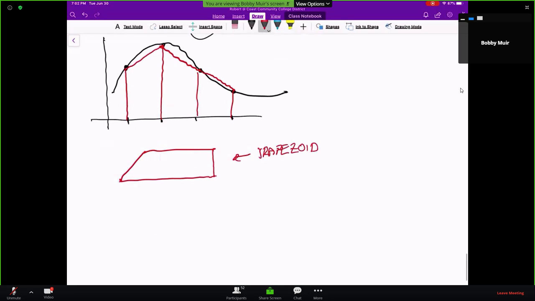Okay. Now, there's a formula for the area of a trapezoid. Let's just draw a general trapezoid there. Okay, so if this is like the base number one, and that's the base number two, and its height is from here to here, I believe the area of a trapezoid is B1, the average of these two things, times the height.